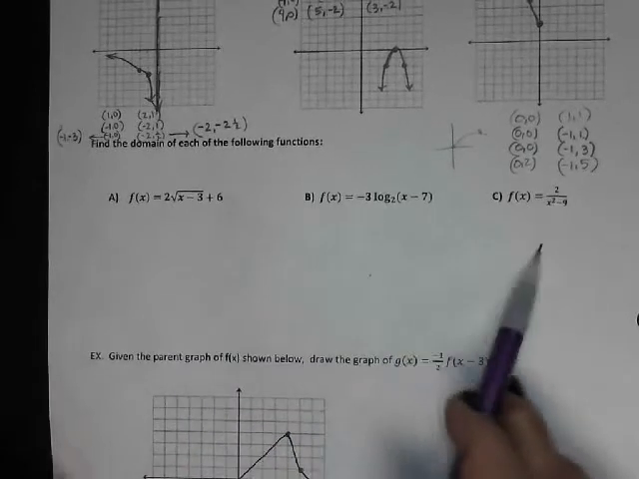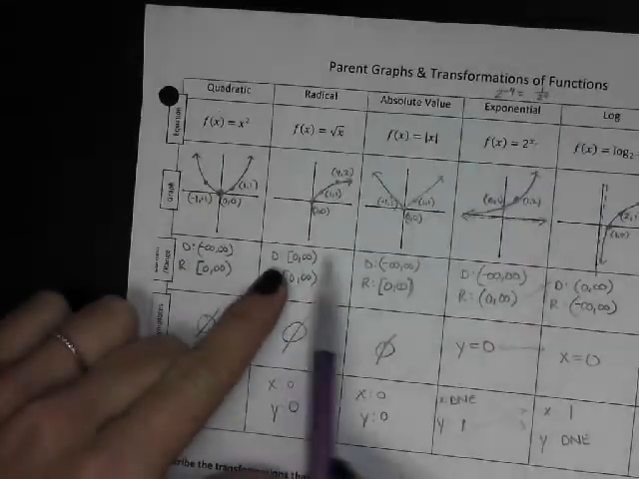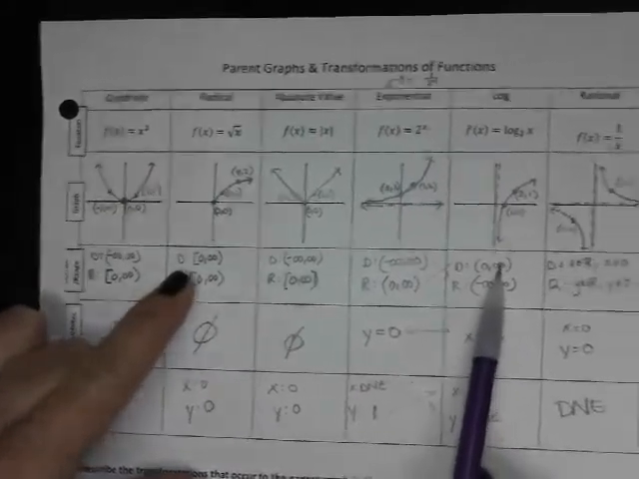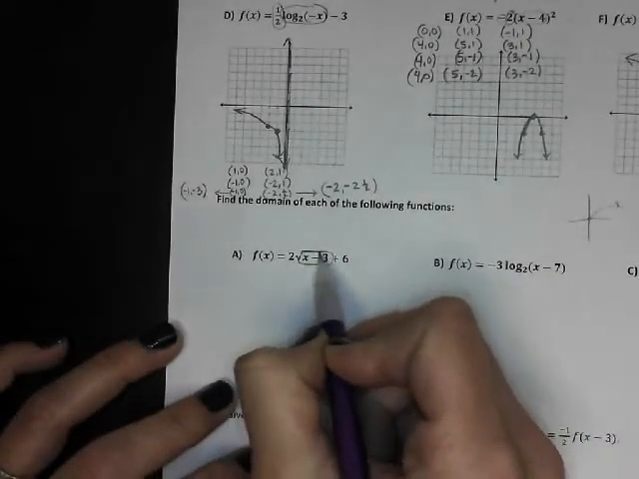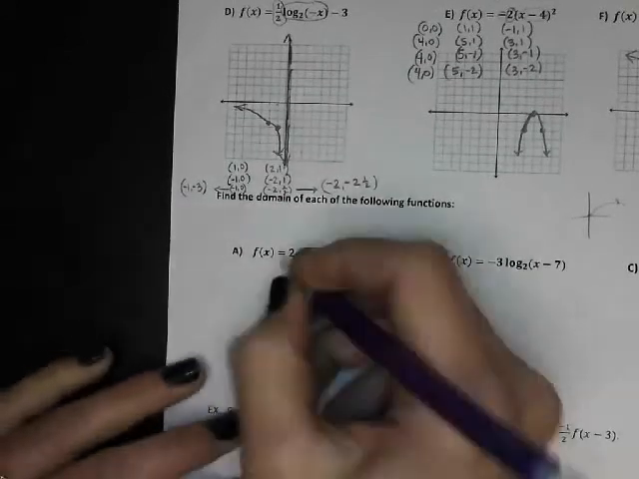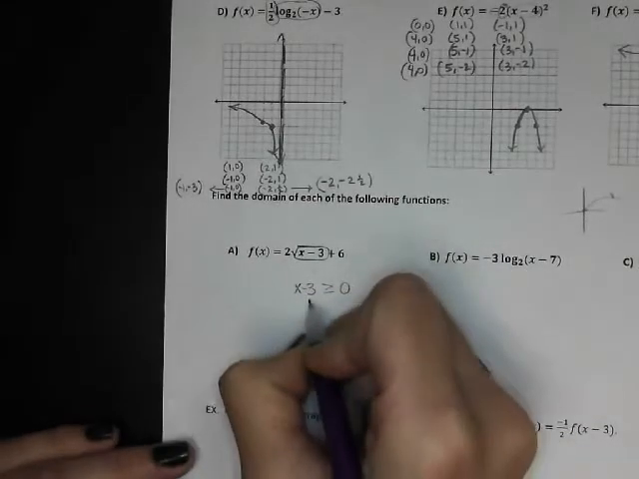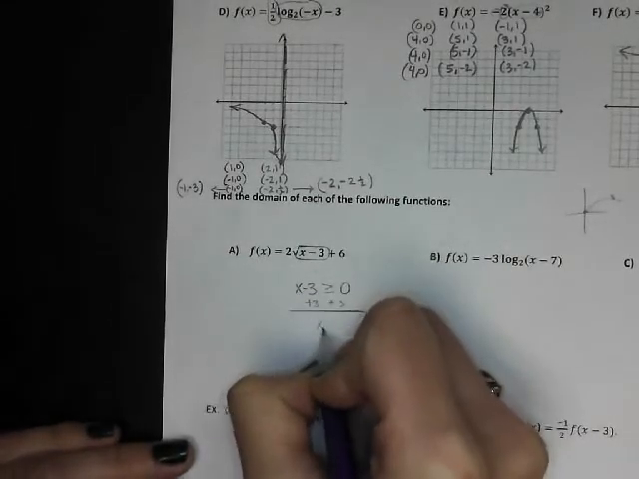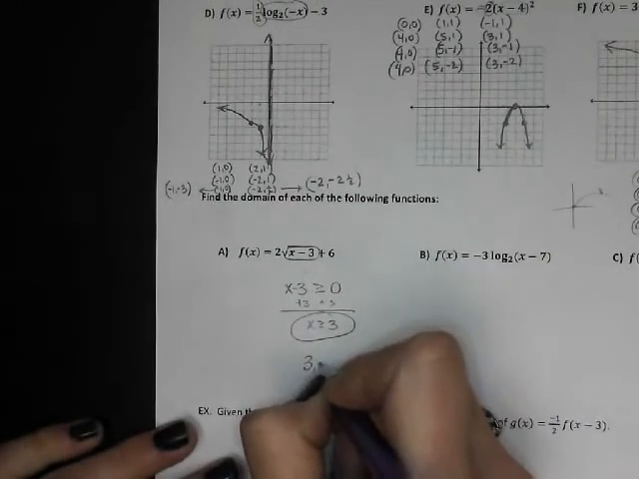Okay? The three functions with limited domains. You see your domains are limited for radicals, logs, and rationals. Radicals, you can only take the square roots of non-negatives, meaning this number can't be negative, so it has to be greater than or equal to 0. Add 3 to both sides, that's going to give you your domain. Done. So your domain would be 3 to infinity.